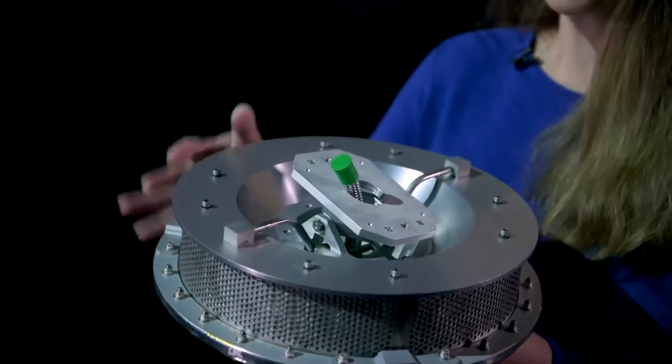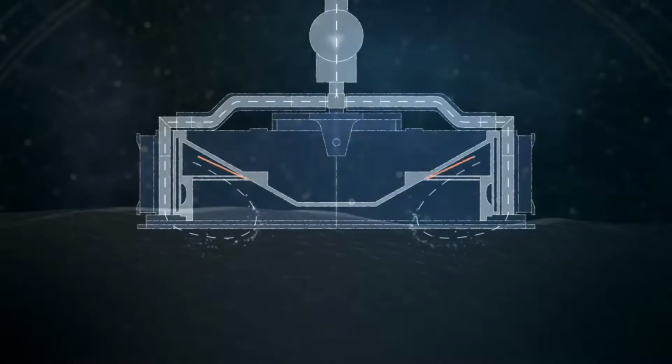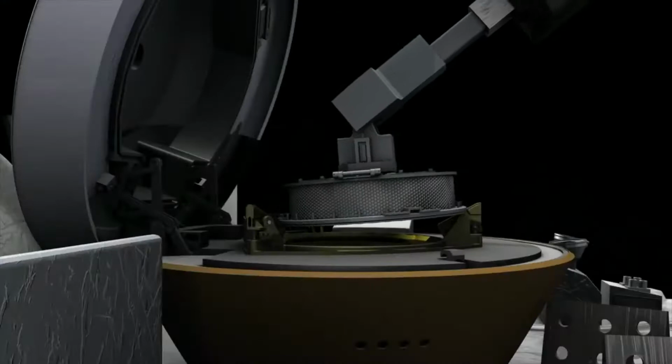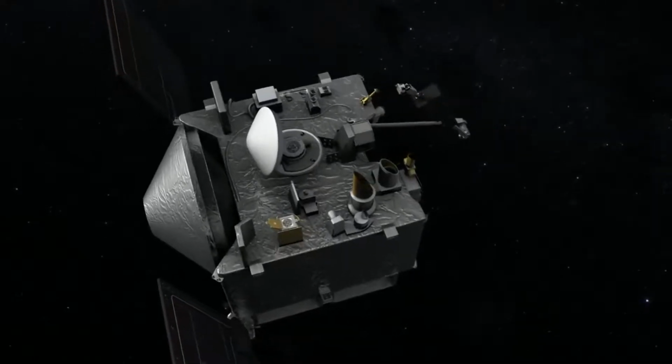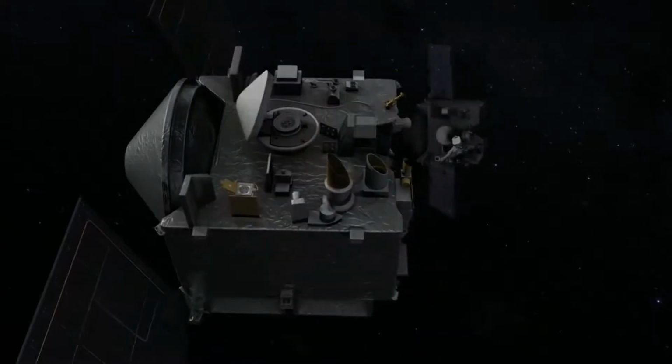How this mechanism works is there's compressed gas that is released that will stir up the regolith from Bennu, store it into this canister, which we will then put inside of our sample release capsule and bring back to Earth. We will collect the sample of Bennu in 2020 and return it to Earth in 2023.